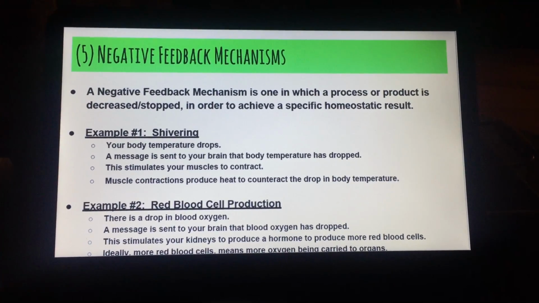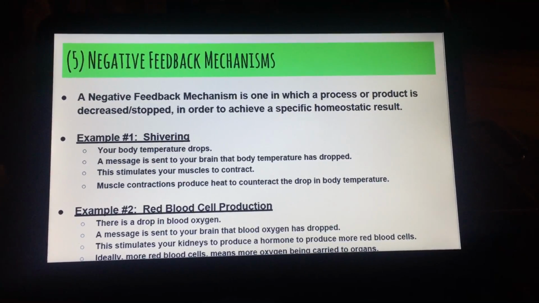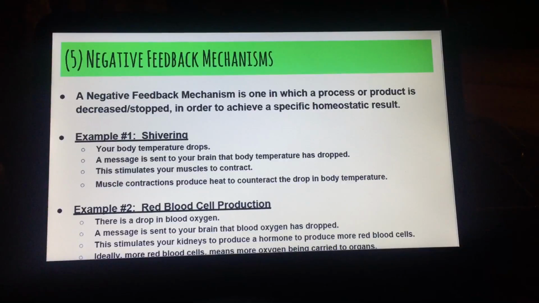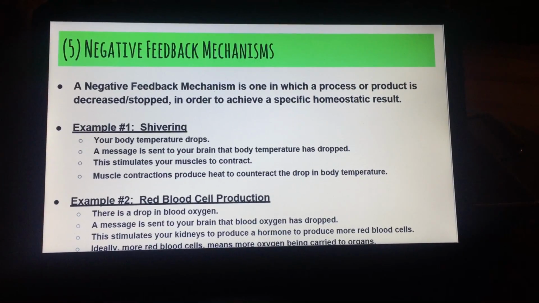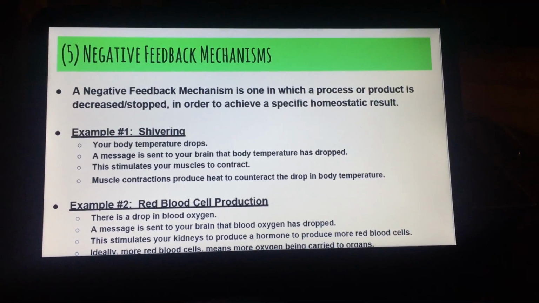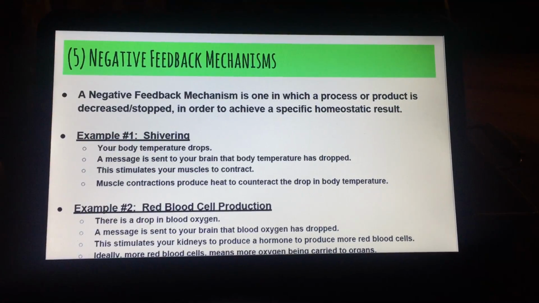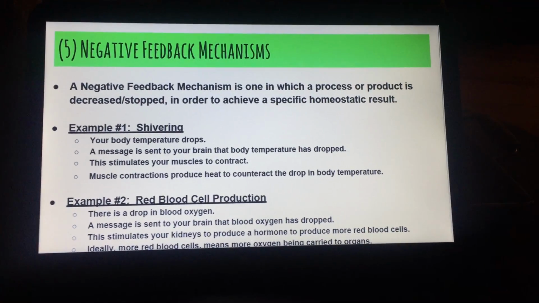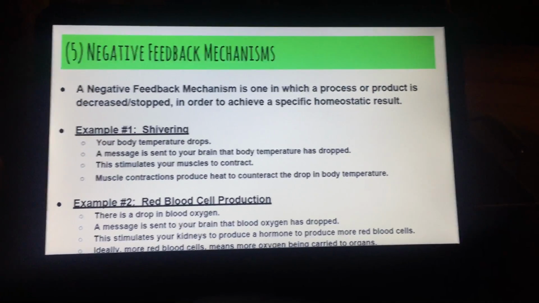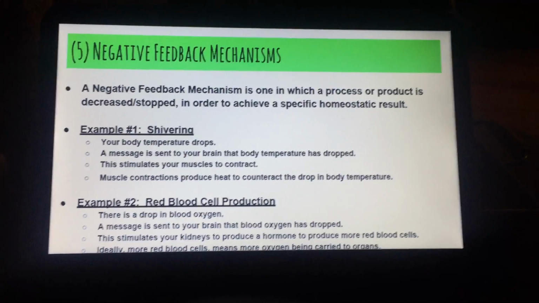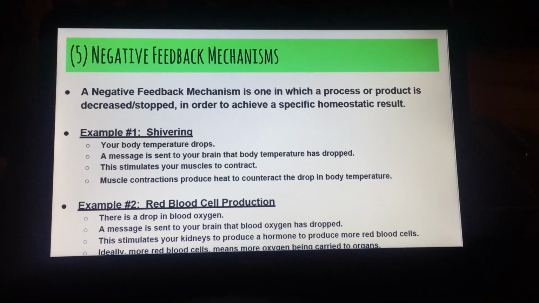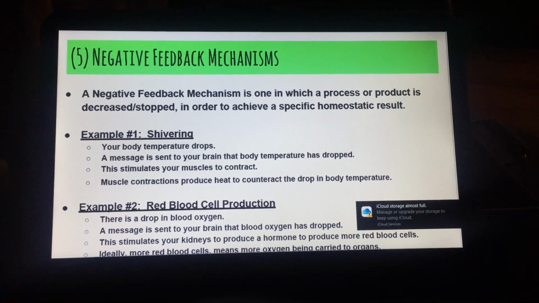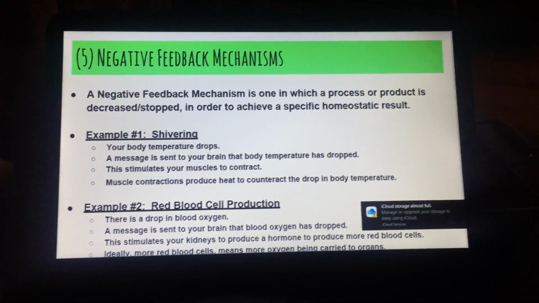So in negative feedback, we're going to stop that change. We want to stop your body temperature from dropping and being low. And a process or chemical reaction is going to be in place to make it go back up to its normal temperature. So with shivering, those muscle contractions actually produce more body heat to counteract the drop in body temperature and slowly warm you back up.